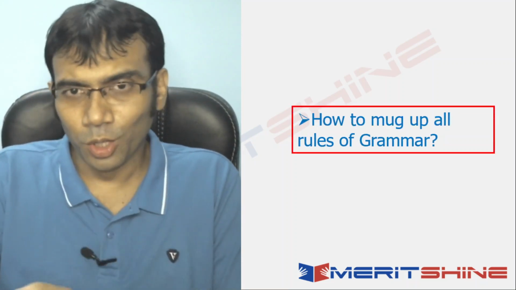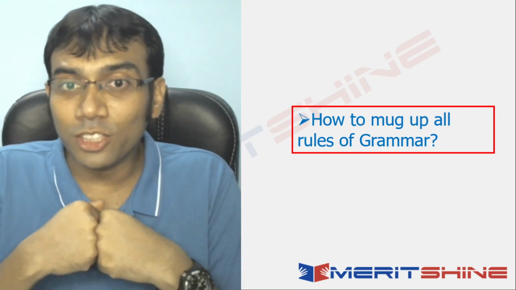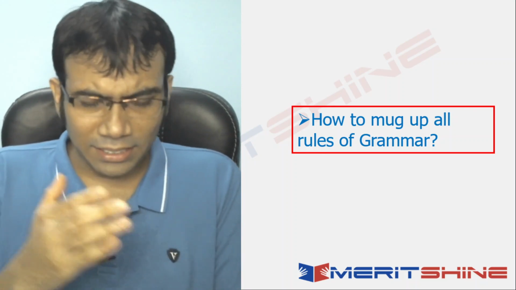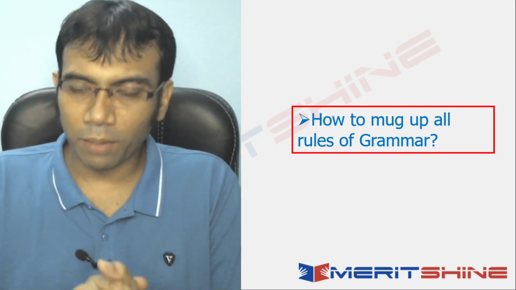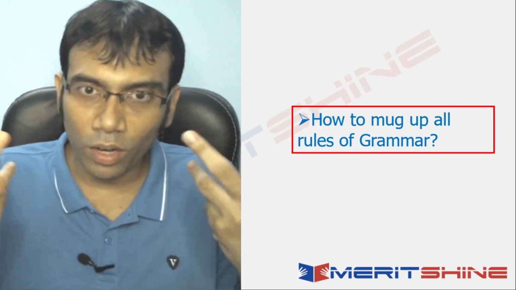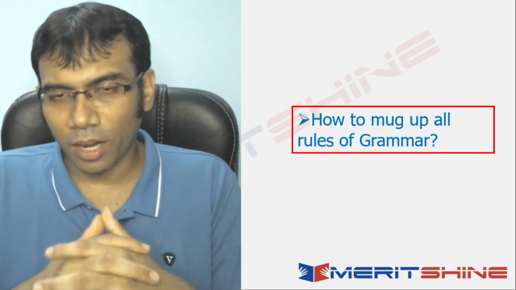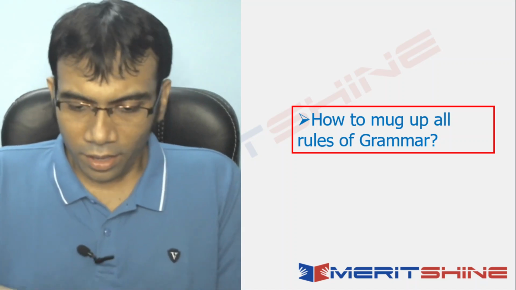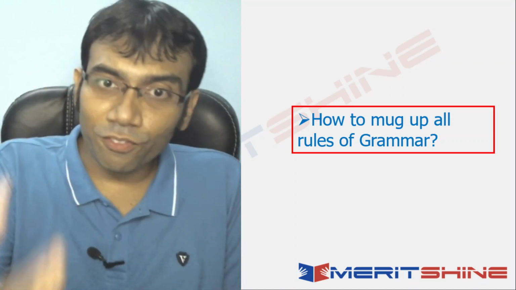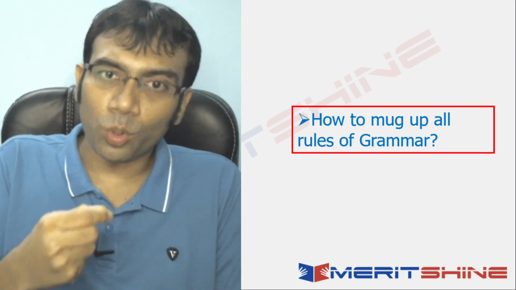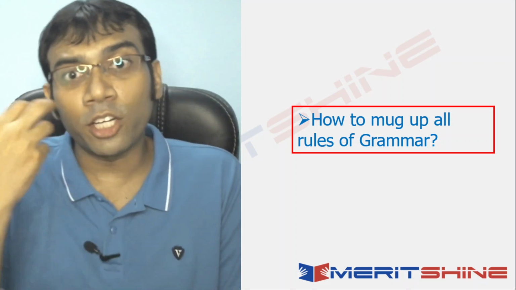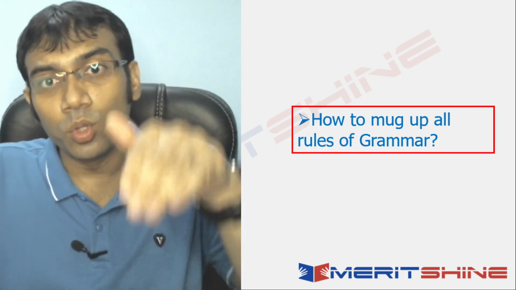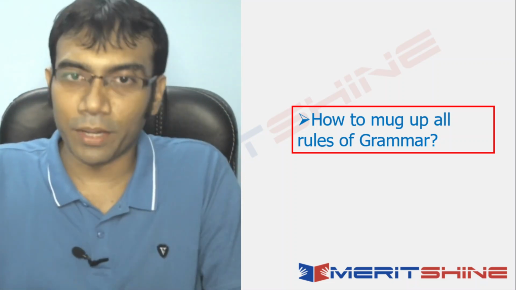The next issue was how to mug up all these rules of grammar. So many rules, as I told you, that some people say there are 500 rules of grammar. Some people would say 1001 rules of grammar, 200 rules of grammar. How do we mug up so many rules? Now, my question to all of them who are asking me this question is, boss, why do you need to mug up so many rules? As a matter of fact, why do you need to mug up rules of grammar?